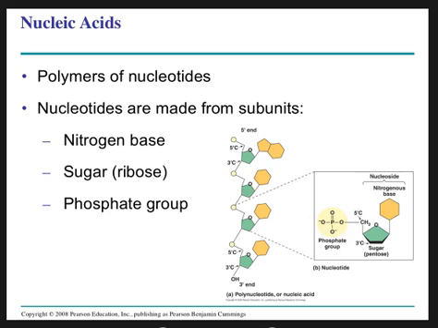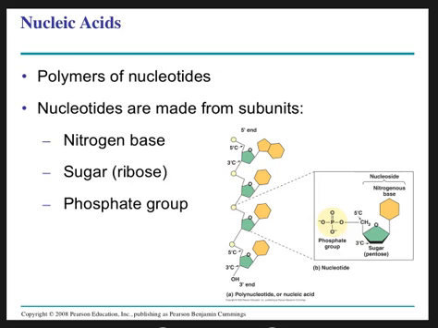Nucleic acids are the polymer. Specifically, when we talk about nucleic acids, we talk about DNA, deoxyribonucleic acid. Look at that. Nucleic acids right in the name. Or RNA, ribonucleic acids. So, nucleic acids are the polymers.